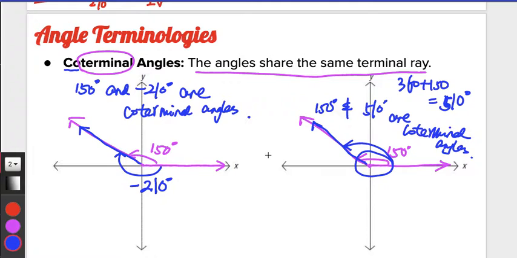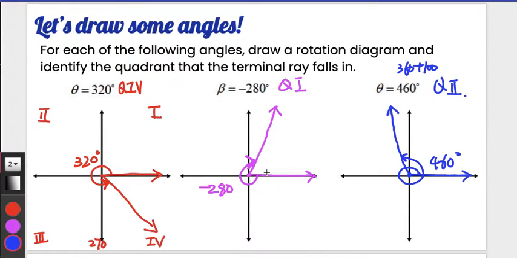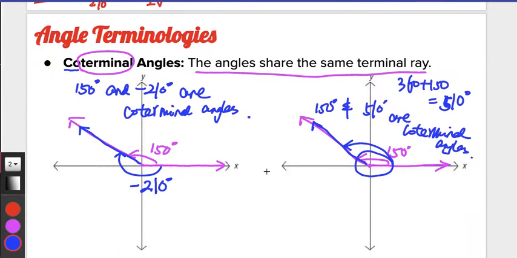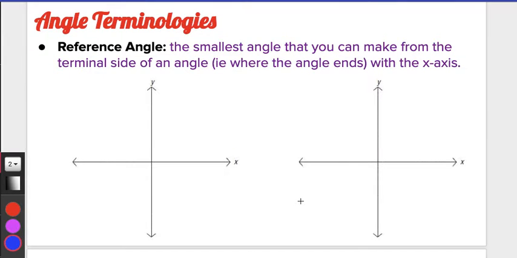Today, in the previous videos, we introduced how to draw angles. And in the second video, we talked about coterminal angles, which means angles that share the same terminal ray. Okay, so in this video, we are going to talk about another very important idea, which is called the reference angle. We have to talk about it because in the future, when we define the trigonometry function values, the reference angle will help us understand how to define those values.